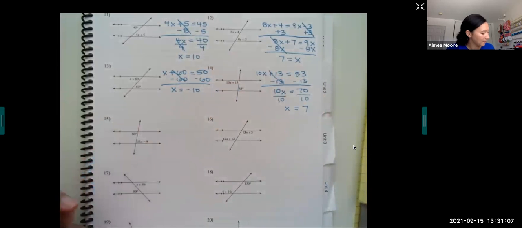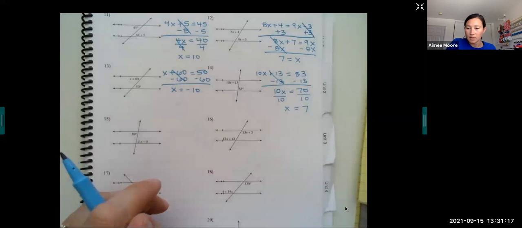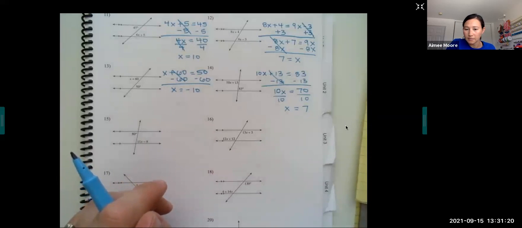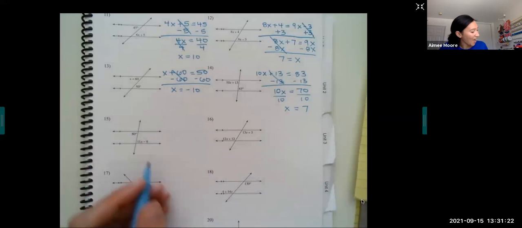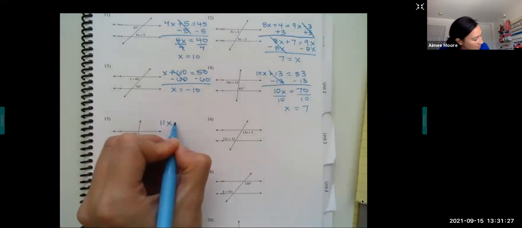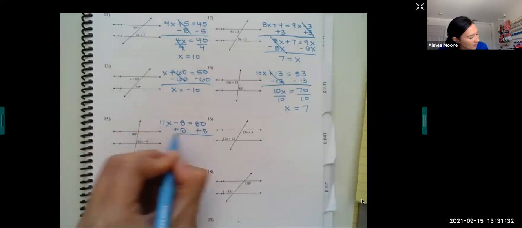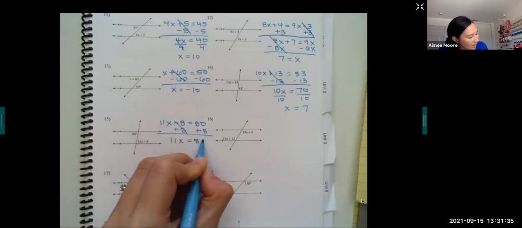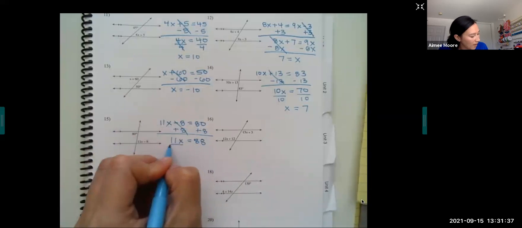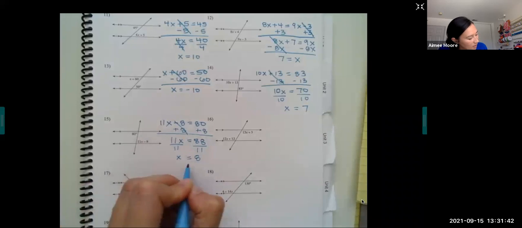Number 15, Bella, what was your equation? If you were to set up an equation, Bella did it in her head, but it would be 11x minus 8 equals 80. So we add 8 to both sides. 11x equals 88. And so Bella, what was your final answer? Yes, x equals 8. Very good.